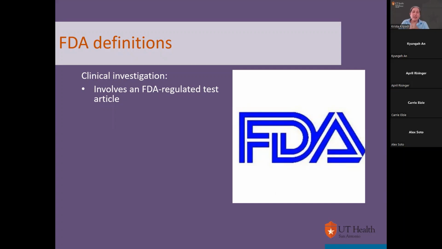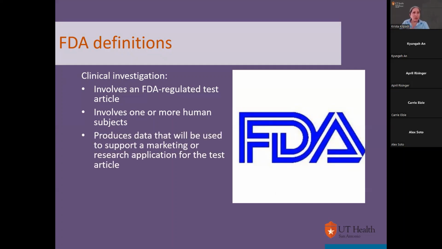Or in the case of a device, if the study's intended to evaluate the safety or the effectiveness of that device. And secondly, your clinical investigation has to involve one or more human subjects and produce data that will be used to support a marketing or research application for the test article. So you have to have something like a drug or a device or something that the FDA regulates. It has to be used on actual humans, and it has to be used to produce data that's going to be eventually presented to the FDA to approve this thing. If it doesn't fit those definitions, then the FDA doesn't need to look at it. So as far as they're concerned, that's not a clinical investigation.